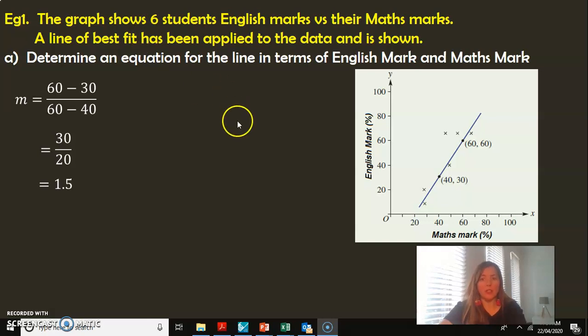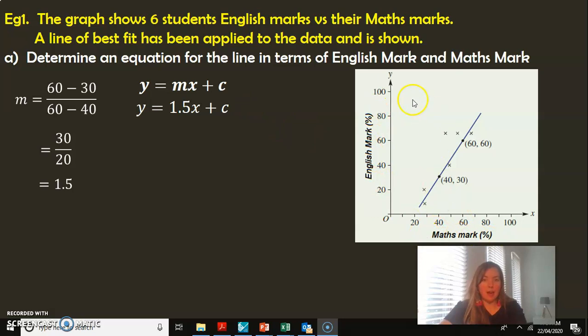I want to know the whole equation, so the next step is to write out my equation as y equals mx plus c. So I'll be writing y equals 1.5x plus c. Because we know the English mark and maths mark are our y and our x, it would make good sense at the end to write the words maths mark instead of x, and the words English mark instead of y. Before we do that though, we need to find our c value.